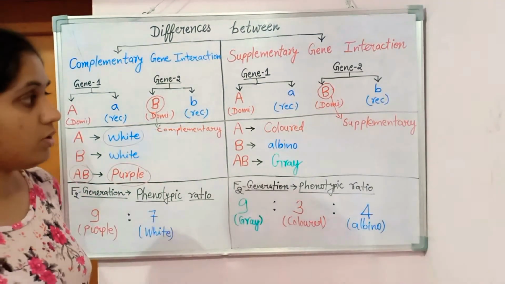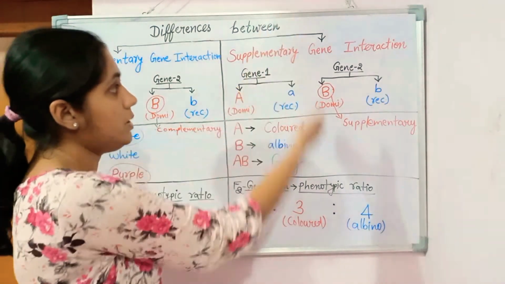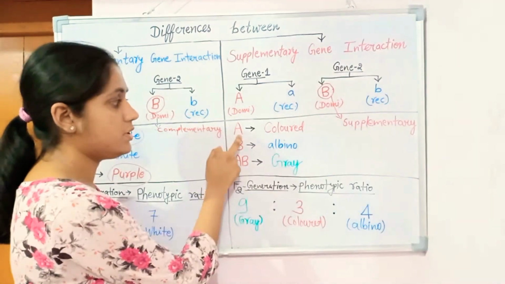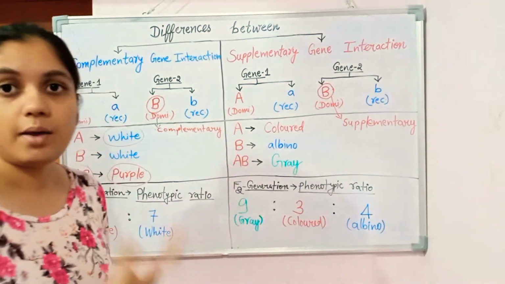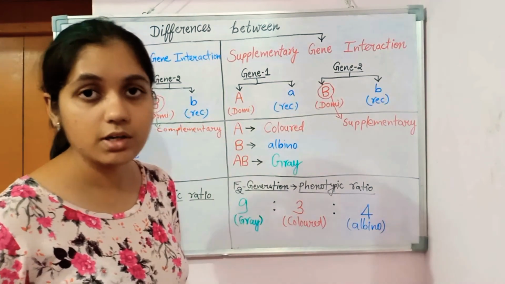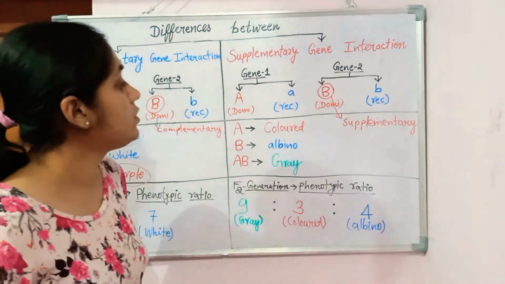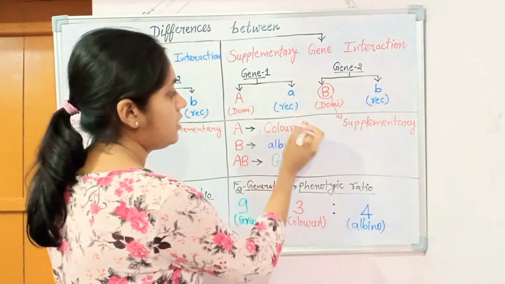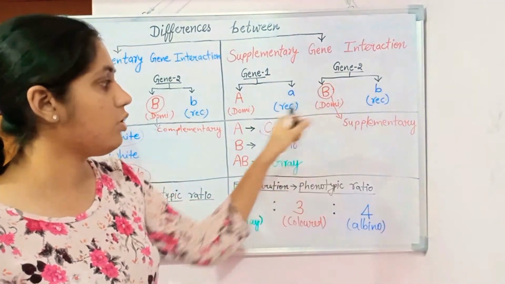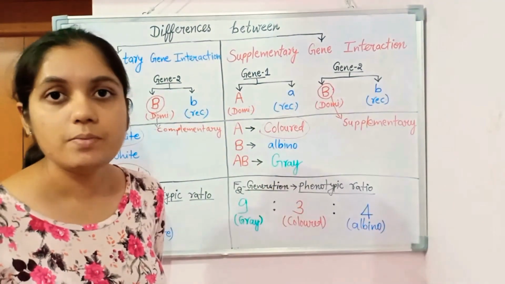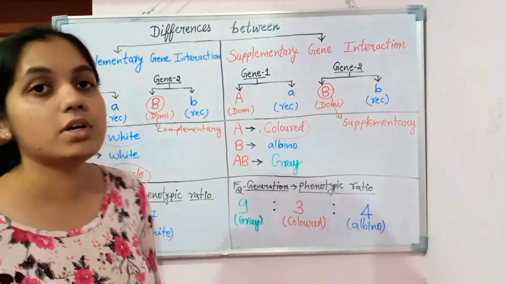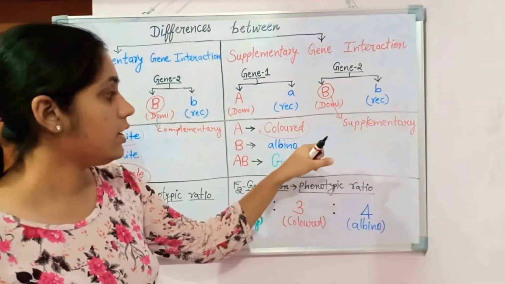Okay, you know that. And here in the supplementary gene interaction, you can see when the capital A is present, then you know that this capital A, the dominant allele of the gene 1, has its own phenotype. It can express itself and produce a new phenotype, that is the colored coat. And the example of this cross that we have studied is the coat color in mice. In the mice, three types of coat colors are produced. First is the colored, albino and grey.